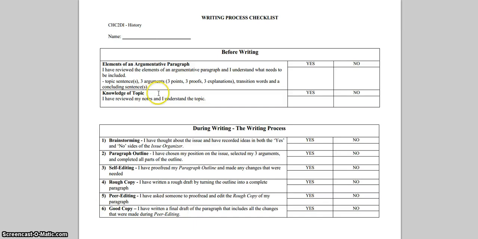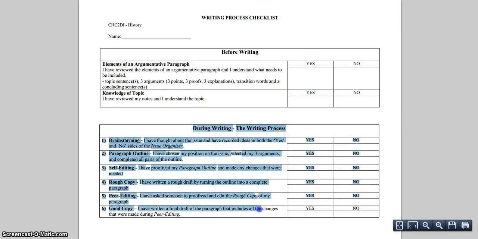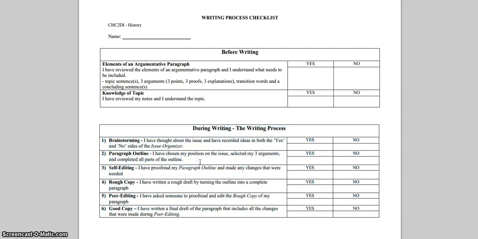So if the topic is the Treaty of Versailles and whether it was fair in its treatment of Germany, you'd want to review that content prior to writing the paragraph. Now, below is very, very important. These are the stages of the writing process. Now you may be familiar with this from other classes, but I will go over it here as well.